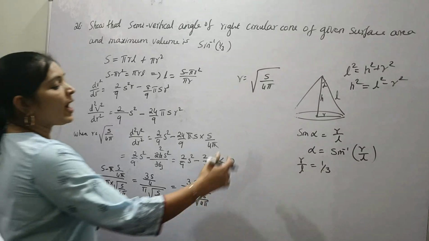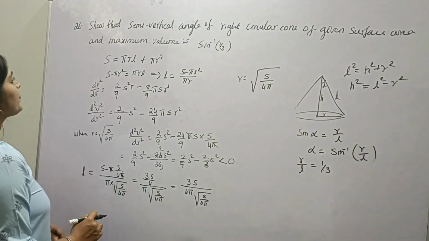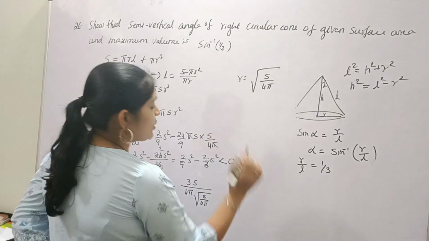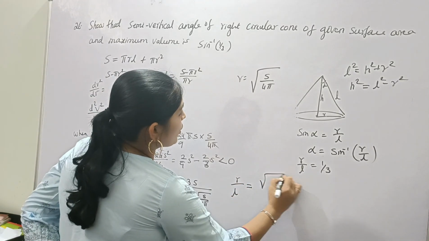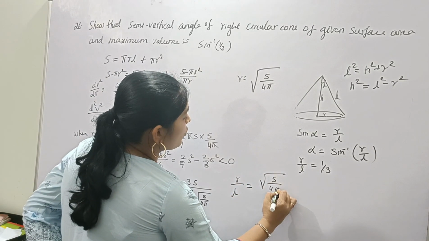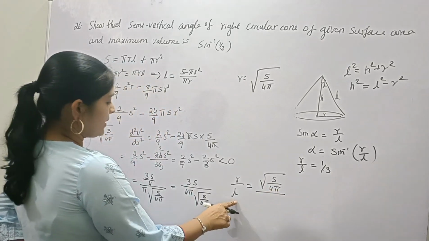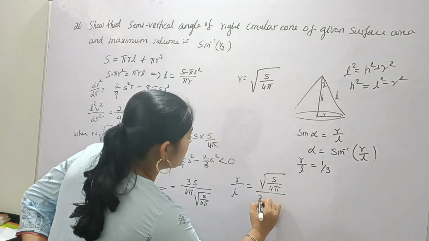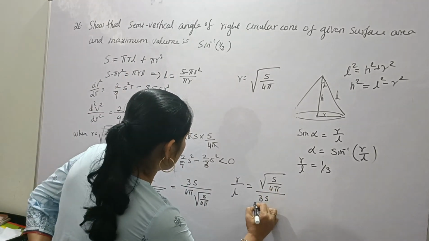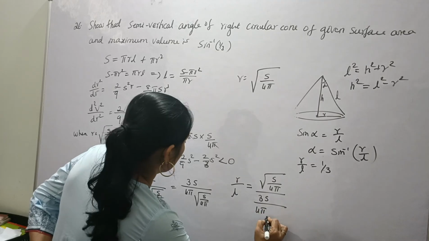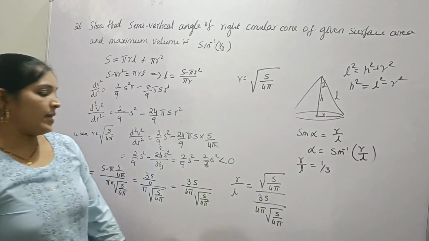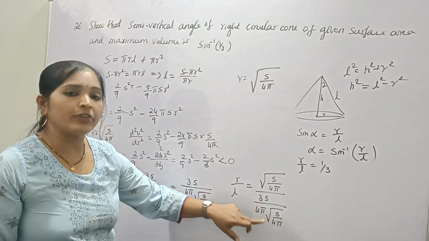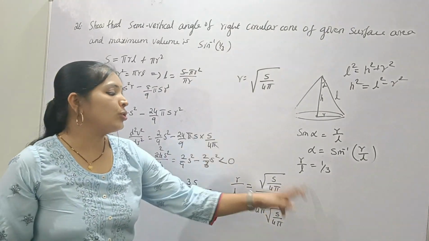Next, let's find r by l. What is r? Yes, r is equal to this one. So r divided by l is equal to root of s divided by 4 pi divided by l, which is nothing but this one, that is 3s divided by 4 pi into root of s divided by 4 pi. See here it is the denominator of denominator, so it will go to numerator.